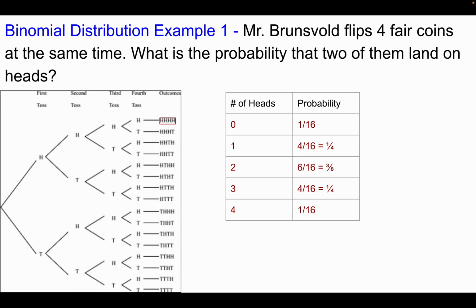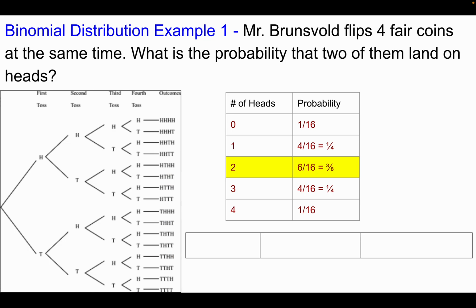Now let's talk about how we would calculate that using the binomial distribution calculator. Oh, right, sorry. And then to go back to the question, what is the probability that 2 of them land on heads? That's the middle value in the table, right? There were 6 opportunities to get 2 heads. So let's talk about how we calculate that with the calculator.